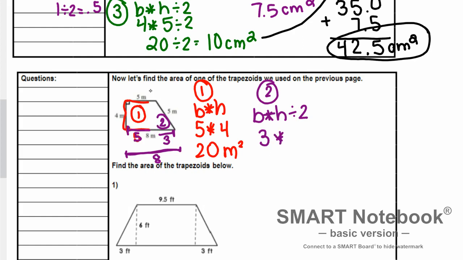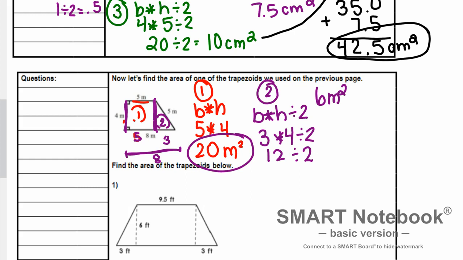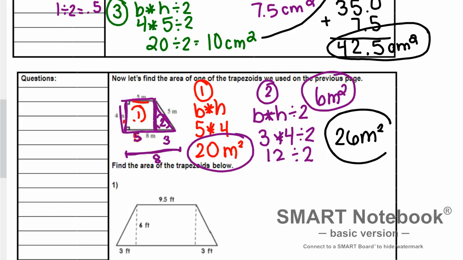My height, now I'm going to erase some of these lines on here so it's not so confusing. My height is not written over here, but we know in a rectangle, the right side would be the same as the left side. And there is a measurement on the left side, so it'd be 4. And then divided by 2. So I'd have 3 times 4 is 12. Divided by 2 would give me 6 meters squared. So I've got my 20 meters squared. I've got my 6 meters squared. I want the area of the whole entire thing. So I add those together to get a final answer of 26 meters squared.